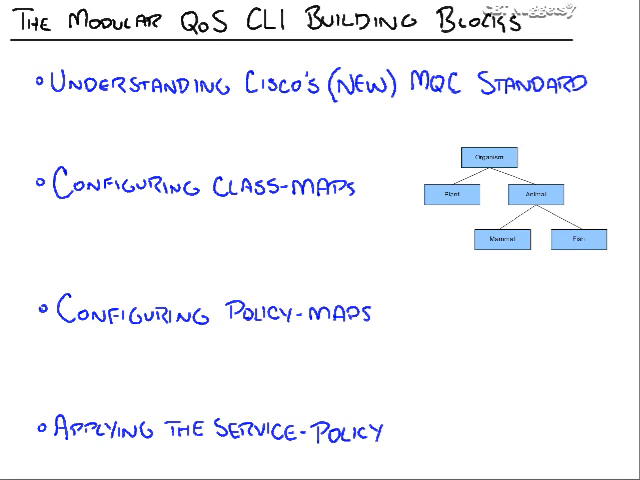The modular QoS CLI building blocks. Have you ever been to a mall and been to one of those places in the mall that has the posters that have the strange jumbled things? It's kind of like printed graphics, and you stare at the poster long enough and this 3D image pops out at you?